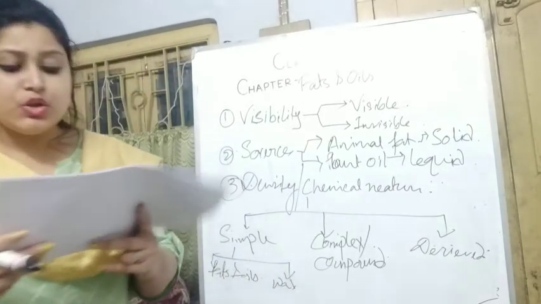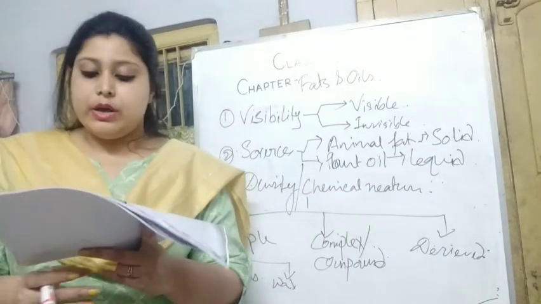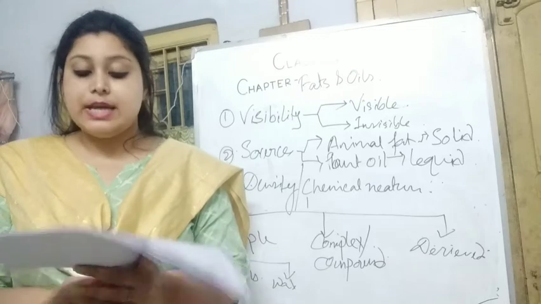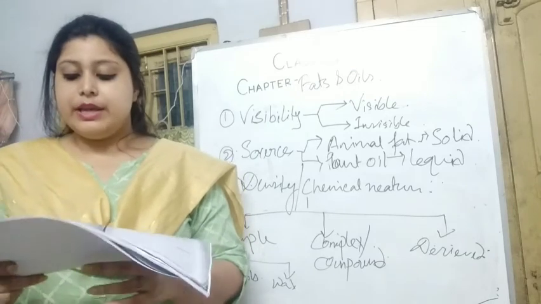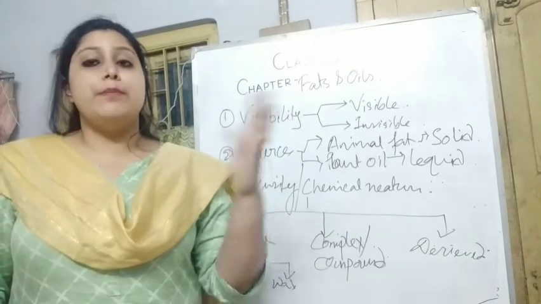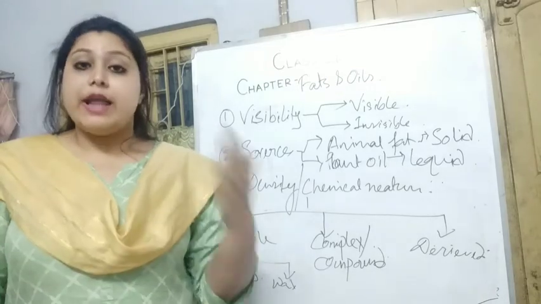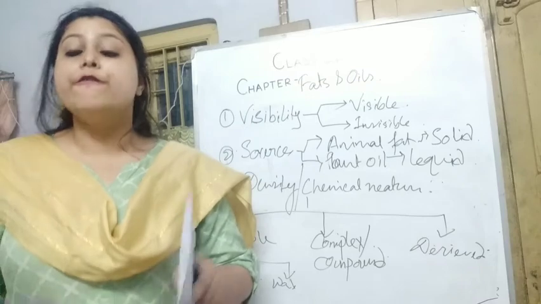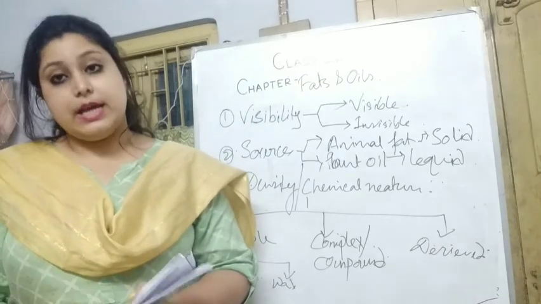Fats or oils are mainly the esters of fatty acids and glycerols, and they are mainly obtained from plant and animal origin. And wax is mainly the esters of aliphatic alcohol and fatty acids.